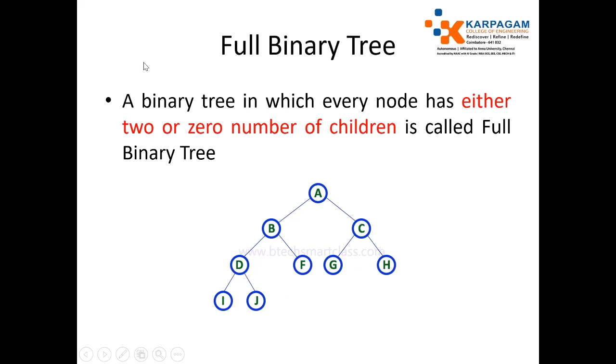Here I wish to tell about the types of tree. One type of binary tree is the full binary tree. A full binary tree is a binary tree in which every node has either 2 or 0 children. Here we have a full binary tree. Here every node has exactly 2 children or no children. This is called a full binary tree.